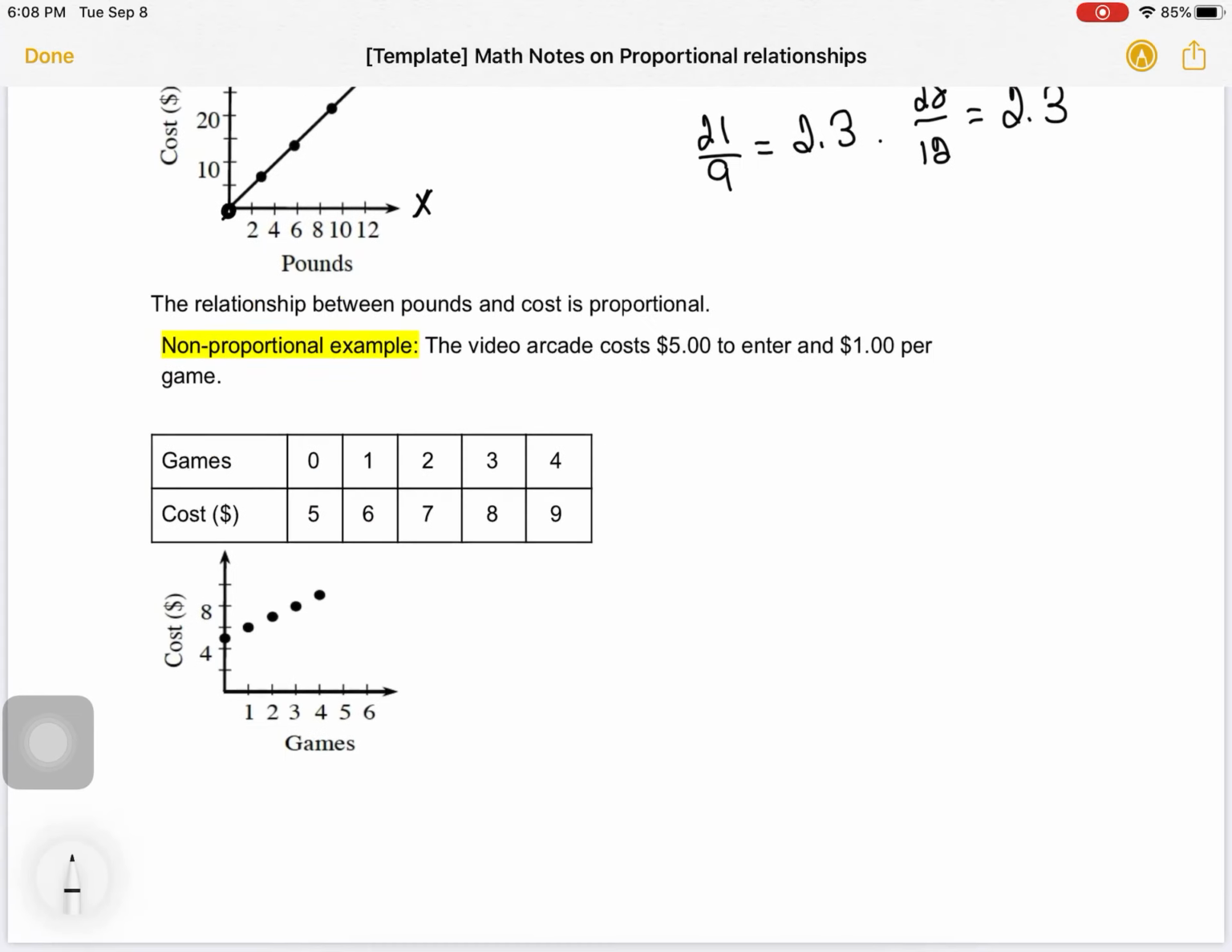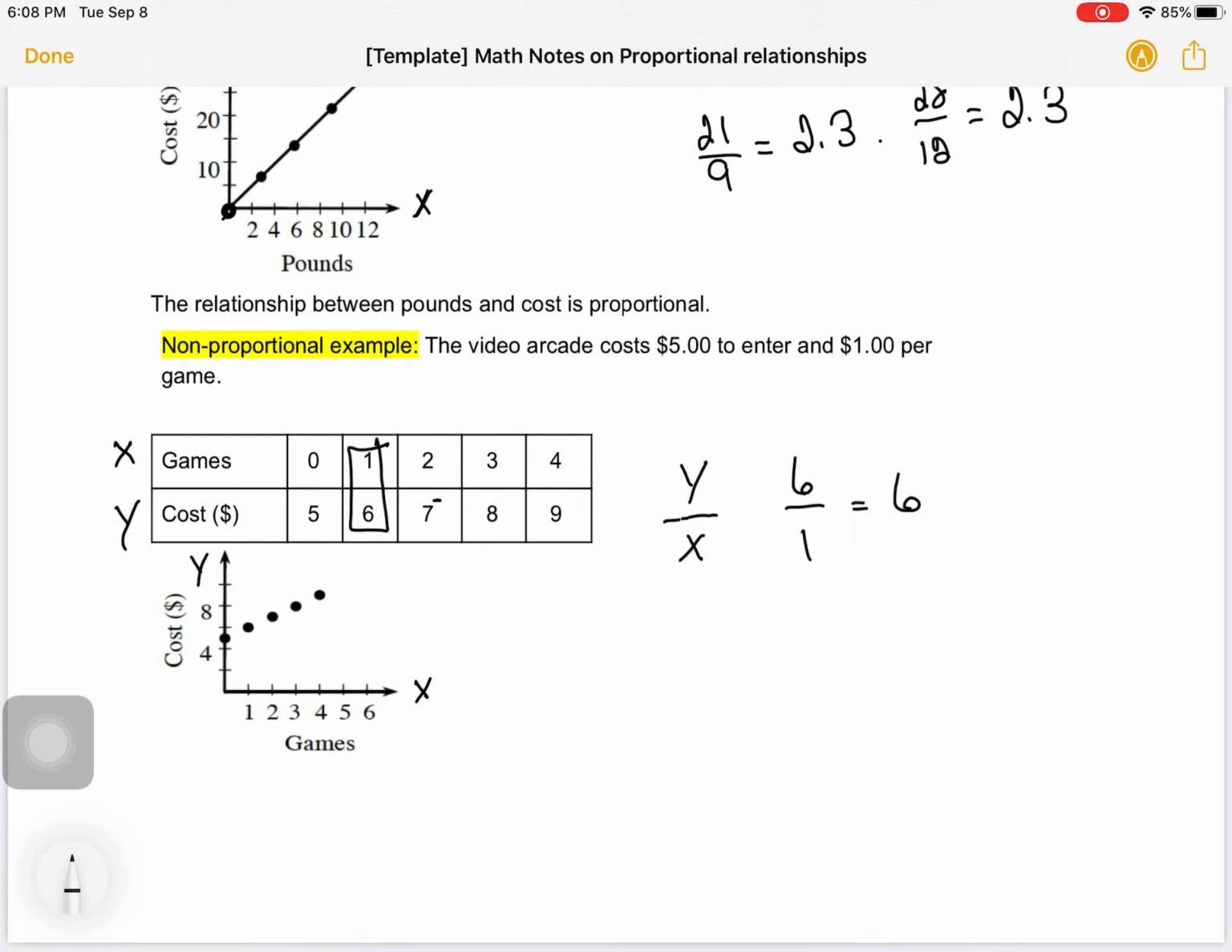Here's an example of a relationship that is non-proportional. So I'm going to look, first of all, to see. Well, let's see. X is games and my y values are my costs. So I'm going to put that up here, x and y. And I remember that I have to take y and divide that by x. So I'm going to take 6 divided by 1, so that's my first one here. 6 divided by 1 equals 6.